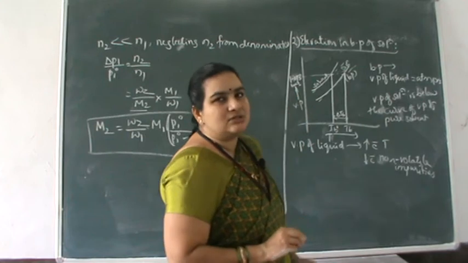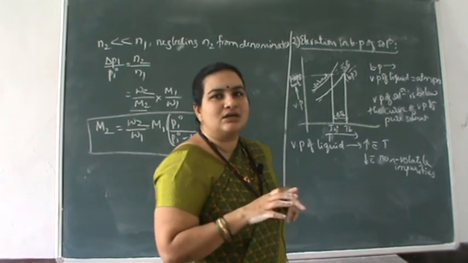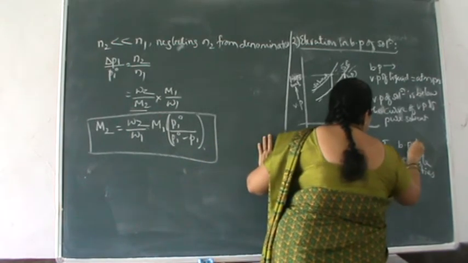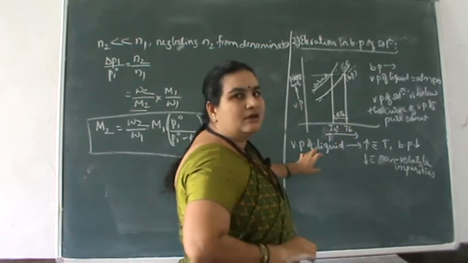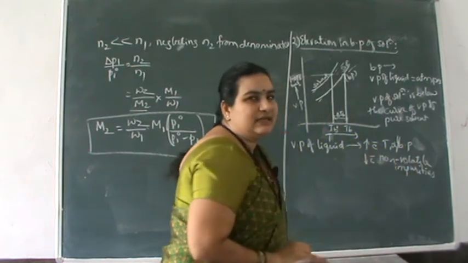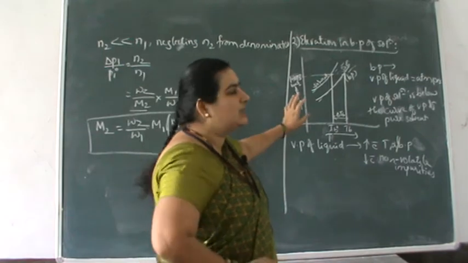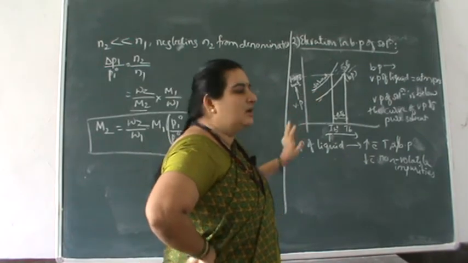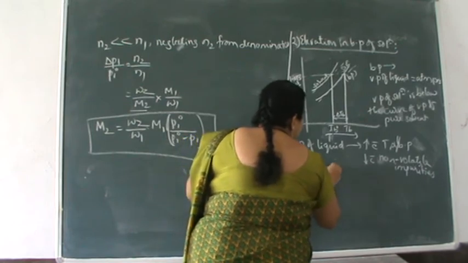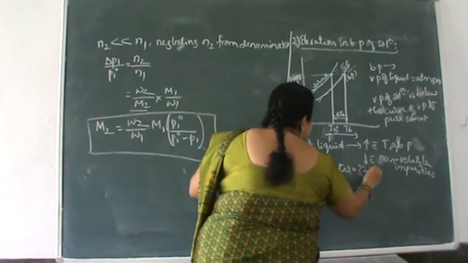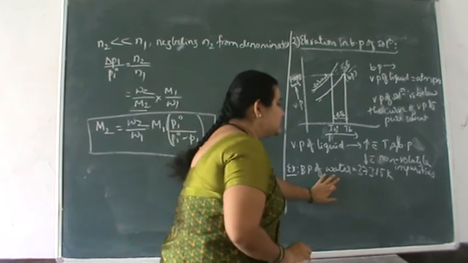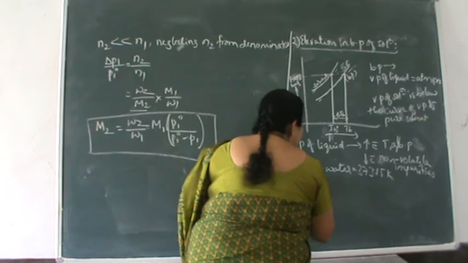Now, what happens when a non-volatile solute is added to a volatile solvent, and what about the boiling point of the solution? Boiling point and vapor pressure are inversely related. Let me give an example. The boiling point of water is 373.15 Kelvin. At this boiling point, what will be the vapor pressure of water?